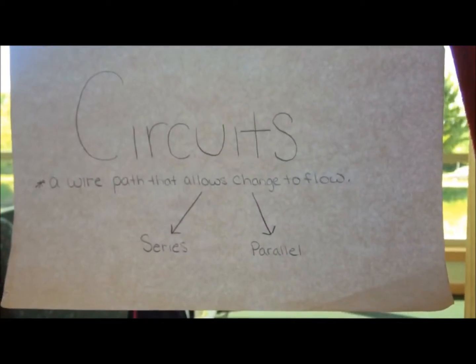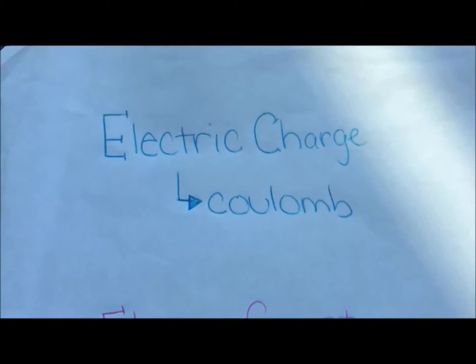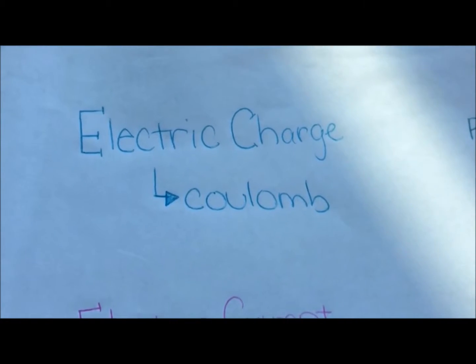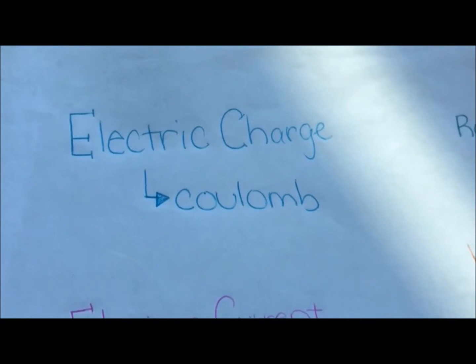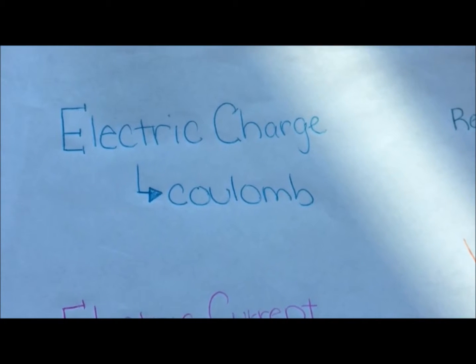Circuits, a wire path that allows charge to flow. Electric charge exists due to excess or deficient electrons on an object. Charge comes in two kinds, positive and negative. The unit of the charge is coulomb.